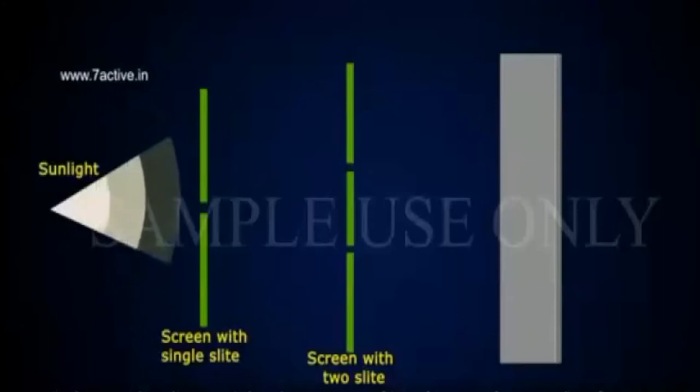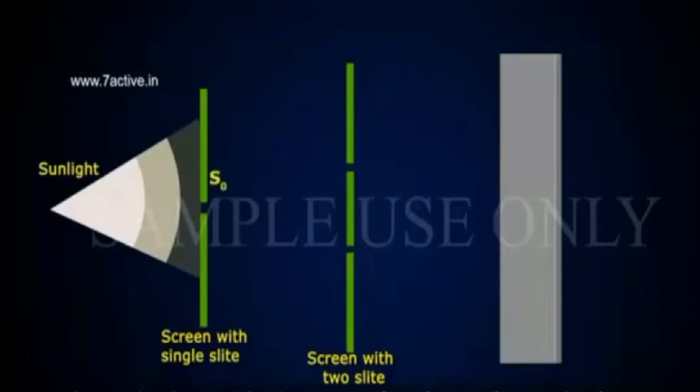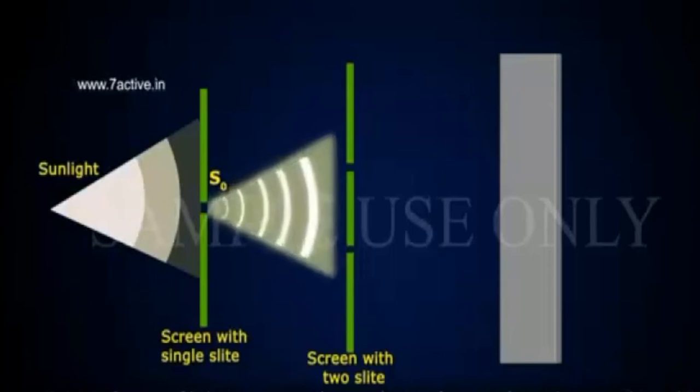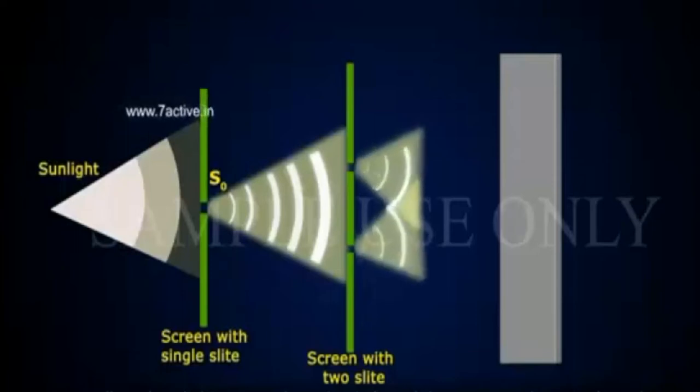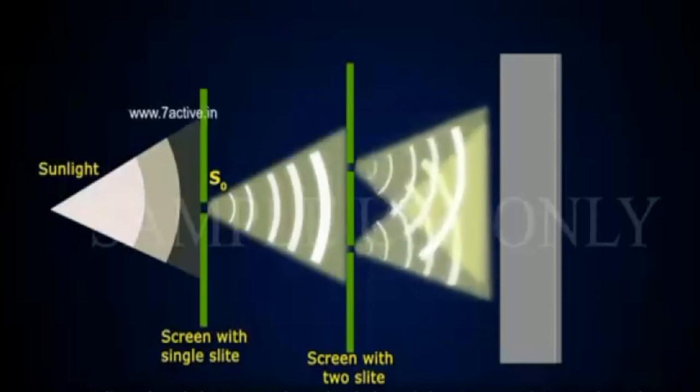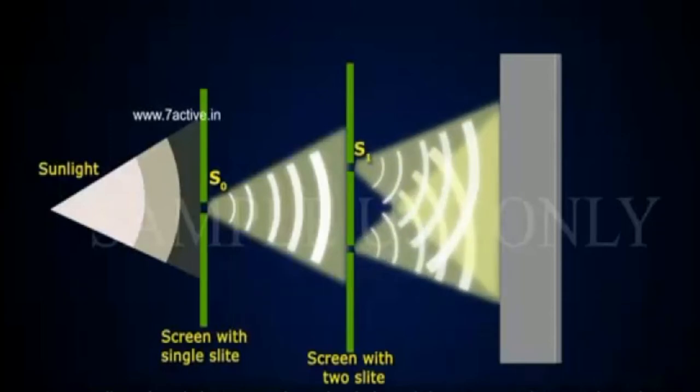Now let us look at the interference of light waves with the help of this simple video. As you look at the video, you can see the light is coming from the sun and it enters through a single slit. And as it reaches here, you can see light will start coming out from a double slit, two slits separated by a certain distance. Light waves which come from slits S1 and S2 will get superimposed.